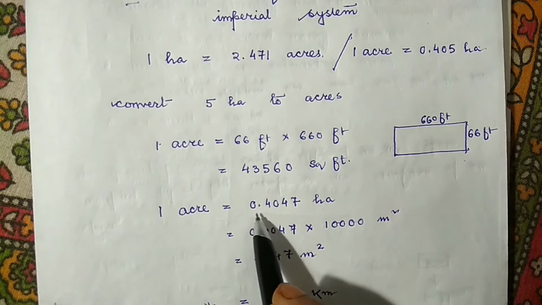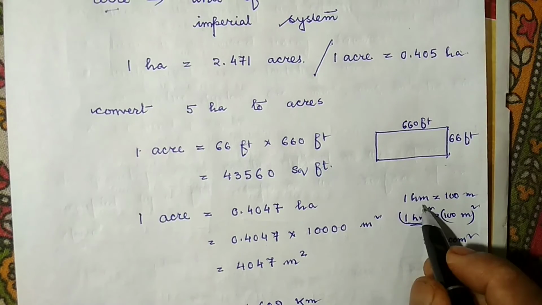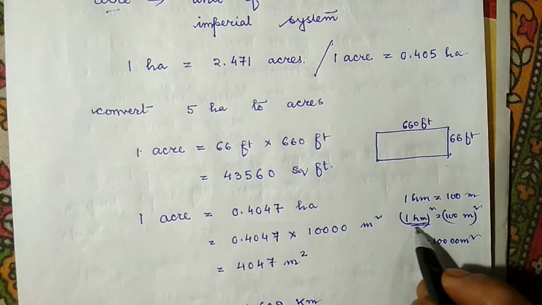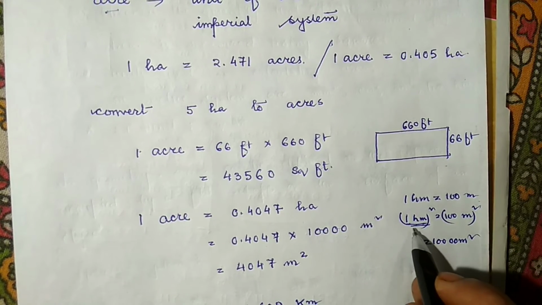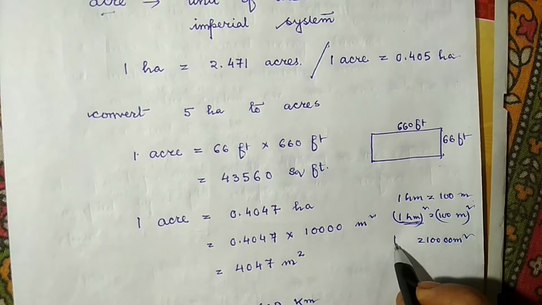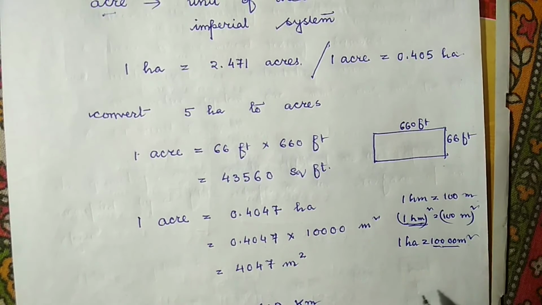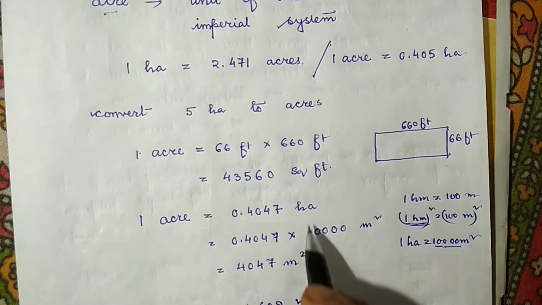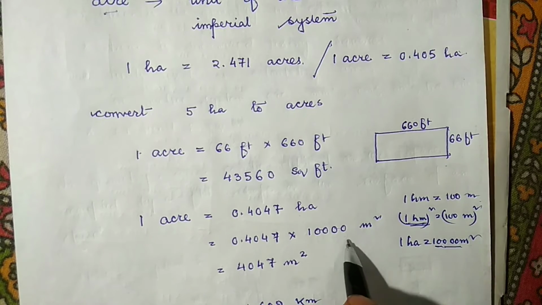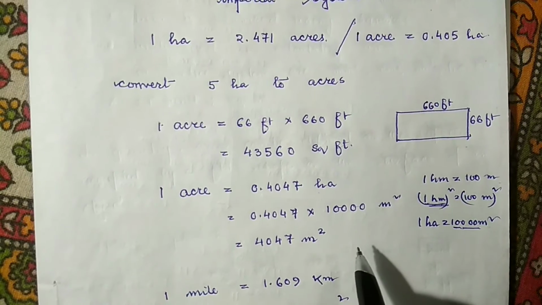1 acre is actually 0.4047 hectare. 1 hectometer is 100 meter. So if I square both sides, I am going to get 1 hectometer square is 100 meter square, and 1 hectometer square is nothing but 1 hectare is 10,000 meter square. Fine. So if you want to convert from hectare to meter square, you need to multiply by 10,000, and if I multiply, I am going to get 4047 meter square.